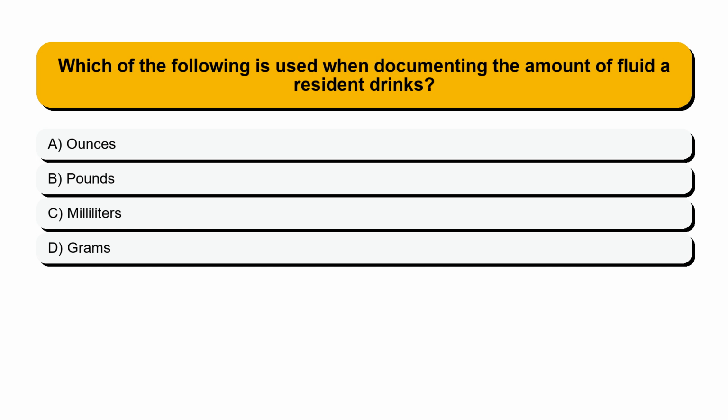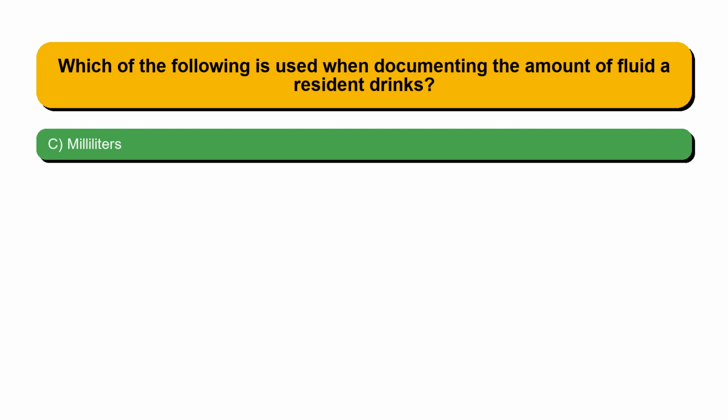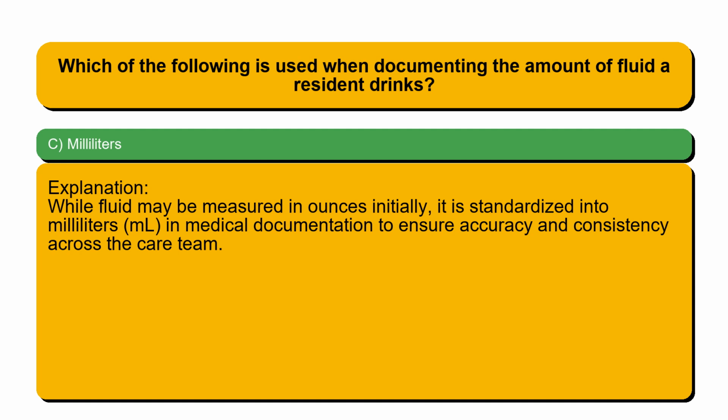Question 24. Which of the following is used when documenting the amount of fluid a resident drinks? Option A. Ounces. Option B. Pounds. Option C. Milliliters. Option D. Grams. The correct answer is option C. Milliliters. While fluid may be measured in ounces initially, it is standardized into milliliters, ml, in medical documentation to ensure accuracy and consistency across the care team.